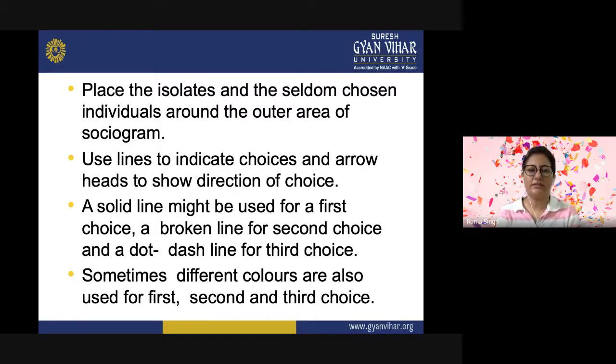Place the isolates and the seldom chosen individuals around the outer area of the sociogram. Use lines to indicate choices and arrowheads to show the direction of choice. A solid line might be used for a first choice, a broken line for a second choice, and a dot-dash line for the third choice. Sometimes different colors are also used for first, second, and third choice.